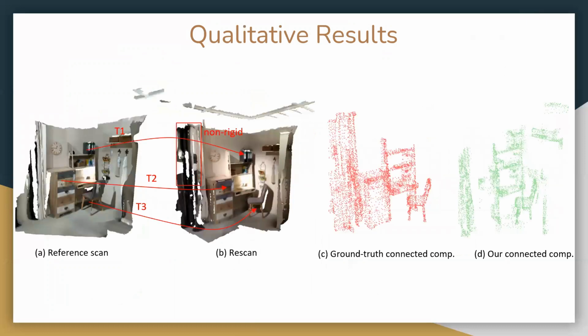Here are some more visual results. As before, the two first columns illustrate the two given scans. The third column presents the ground truth connected components, and the fourth column our connected components.